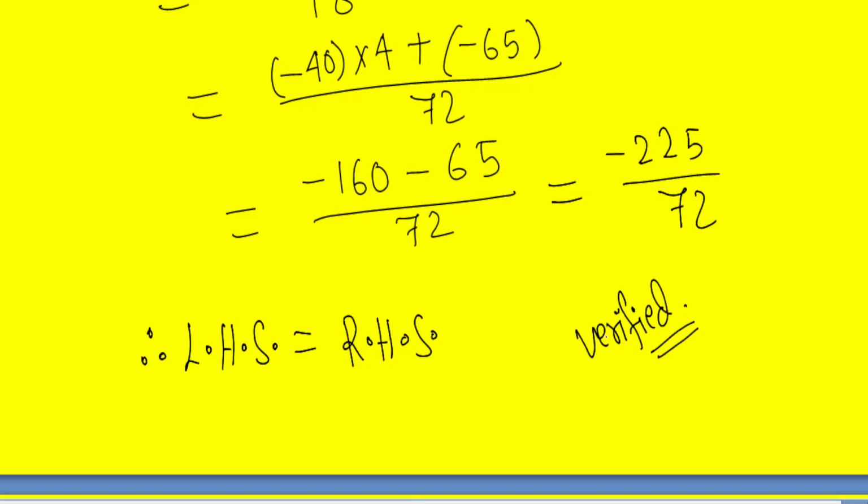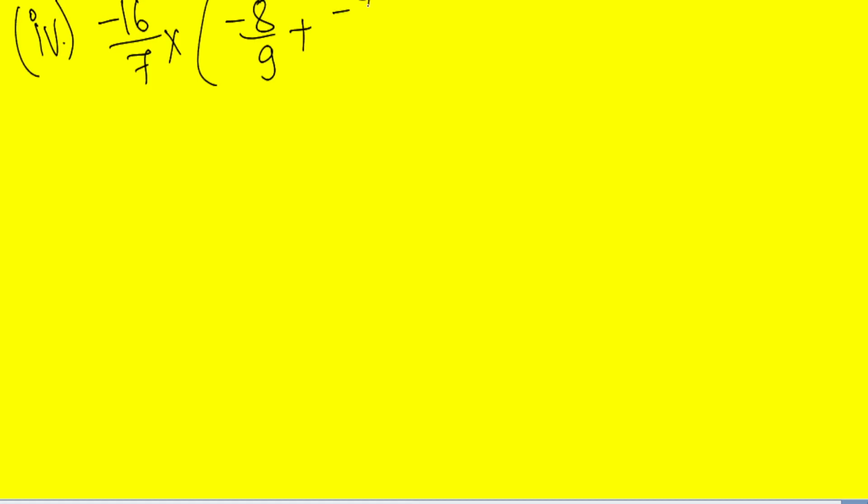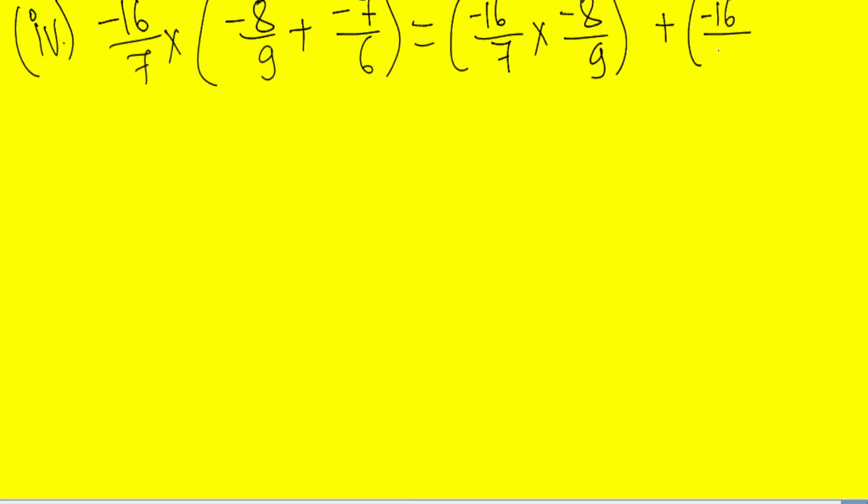Okay बेटा. चलिए तो fourth question and the last question. Let's solve the fourth question. Fourth question में minus 16 upon 7 multiplied with under bracket minus 8 upon 9 plus minus 7 upon 6 under bracket is equal to under bracket minus 16 upon 7 multiplied with minus 8 upon 9 plus minus 16 upon 7 multiplied with minus 7 upon 6.